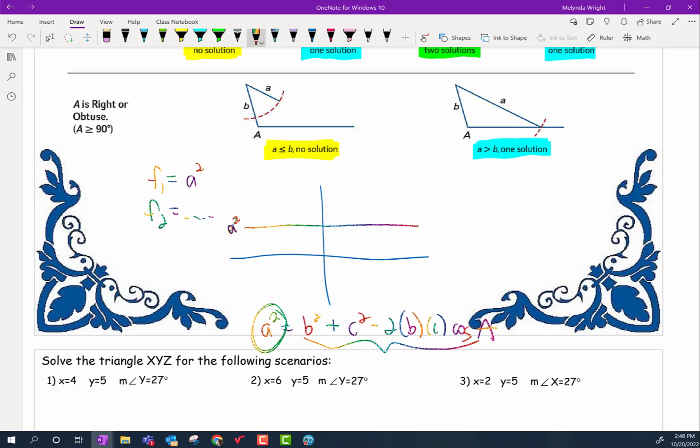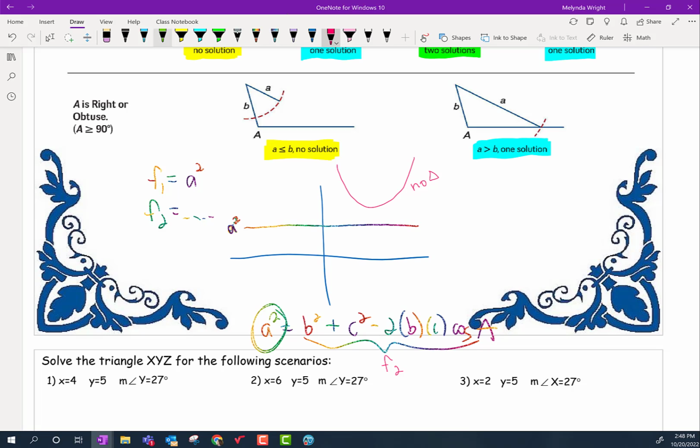The way that we're going to be able to tell how many triangles we have is by the shape of the parabola. So this right here, that's F2. This is a parabola because B is going to be like x squared. And so what we might have is something that looks like this, where the parabola does not touch a squared. This would be a scenario with no triangle.